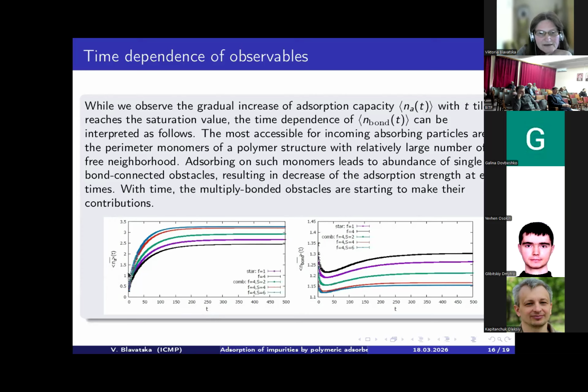Which is interesting here is that for adsorption capacity we see very gradual behavior, these quantities are just increasing with time until they reach some plateau. So actually several cases of star-like and complex structure are shown here also. And more interesting is the behavior of the average number of bonds established between pollutant particles and polymer structures. They have some minimums, they are increasing again.